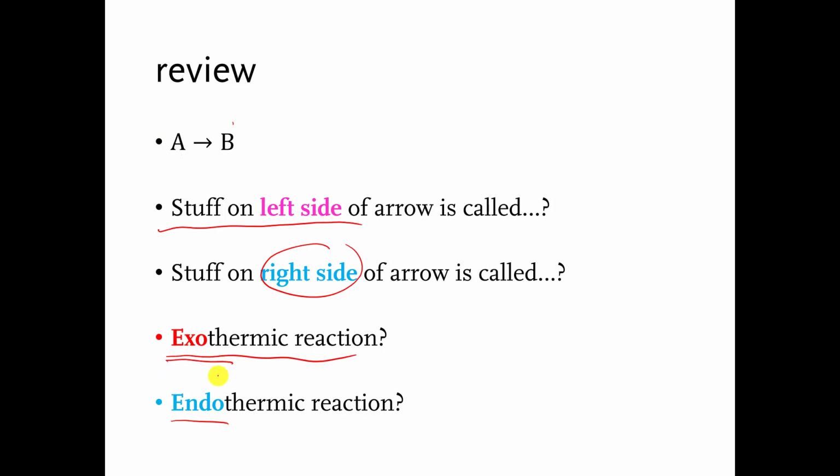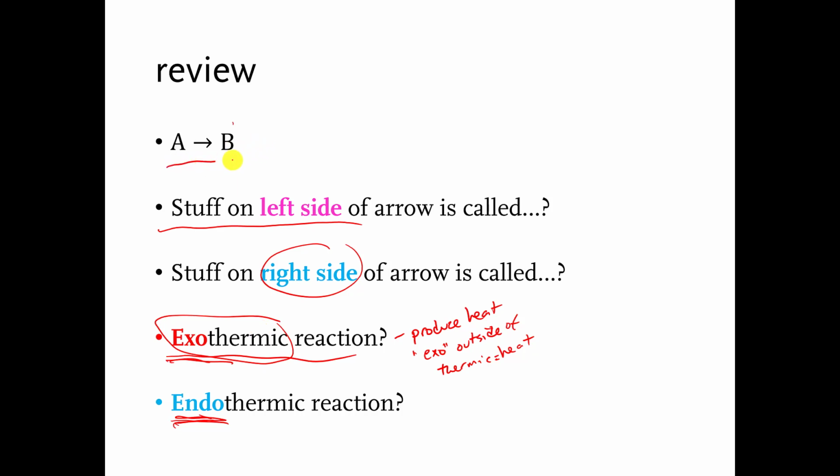Not sure when we talked about this last, but I want to talk about something called exothermic and endothermic reactions. Exothermic reactions are reactions that produce heat. Exo kind of means outside of, and thermic means heat. So exothermic reactions are reactions that release heat or energy to the outside world.